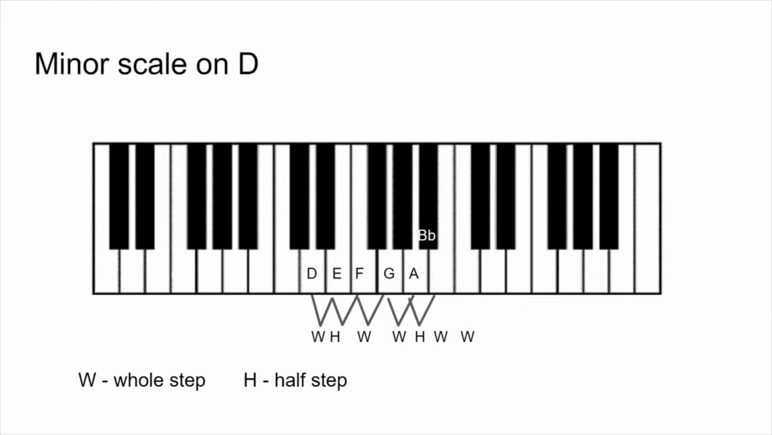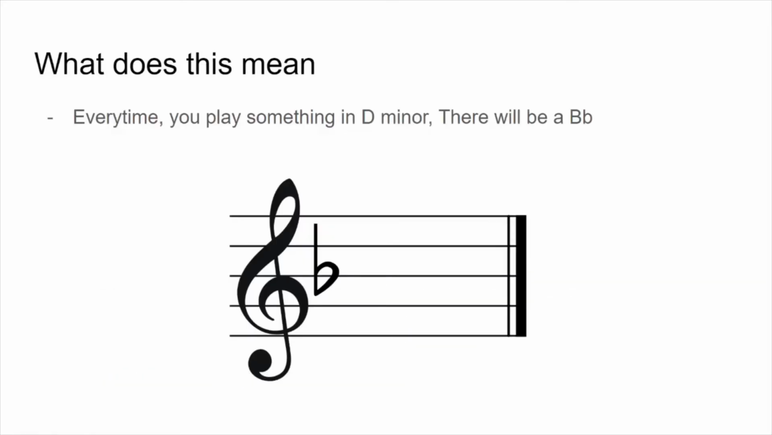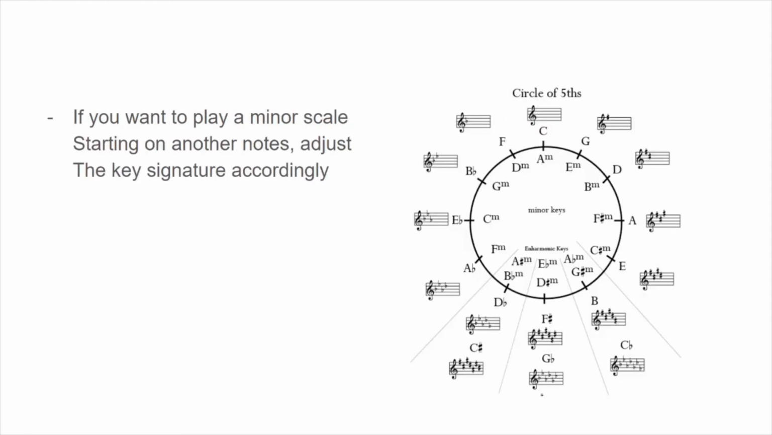Now, from B flat, we have to move a whole step away. So that takes us to C. There is a note in between B flat and C, so this does count as a whole step. And then from C, we finish by moving a whole step up to D. So what does this mean? Every time you play something in D minor, there will be a B flat in the key signature.